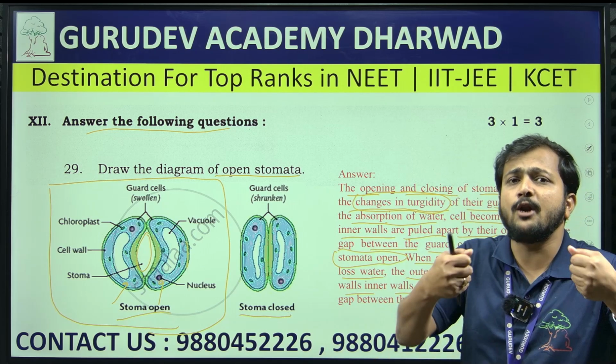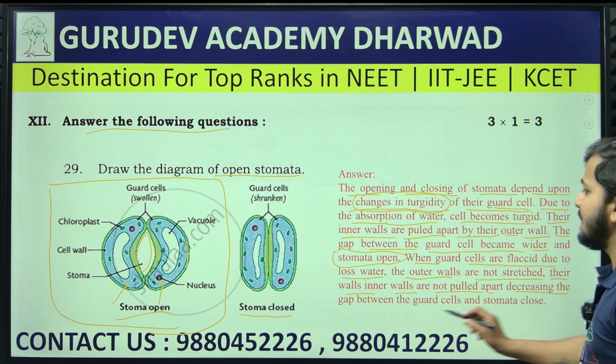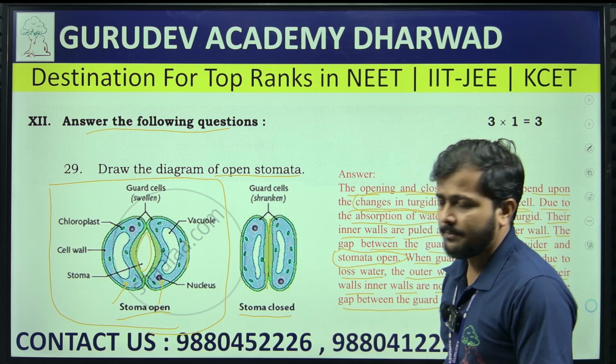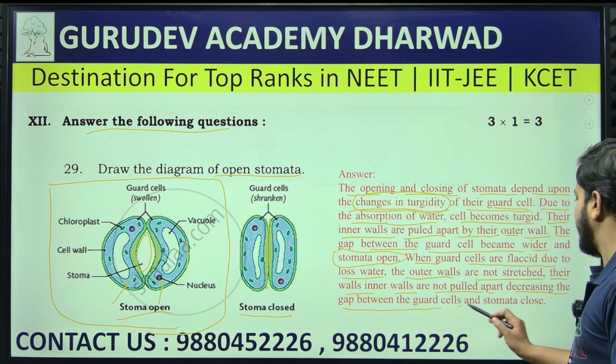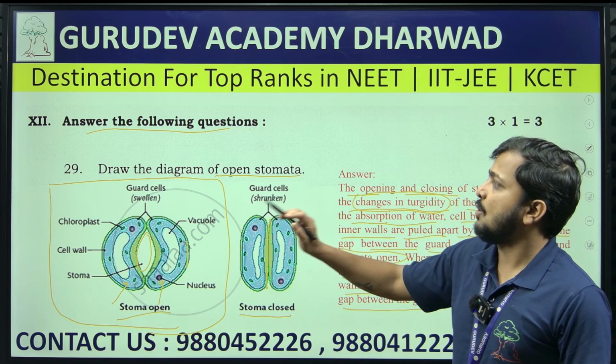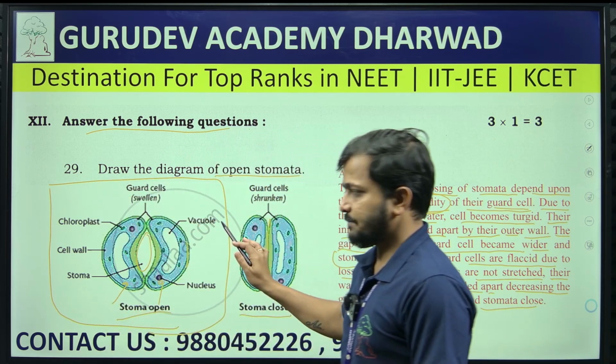So definitely there will not be any pulling, right? When there is no pulling, there is a decrease in the gap between the guard cells. Here we are not finding any gap, right? So the gap between the cells, and particularly the stomata, is closed. Understood? With respect to this question, this is actually enough.